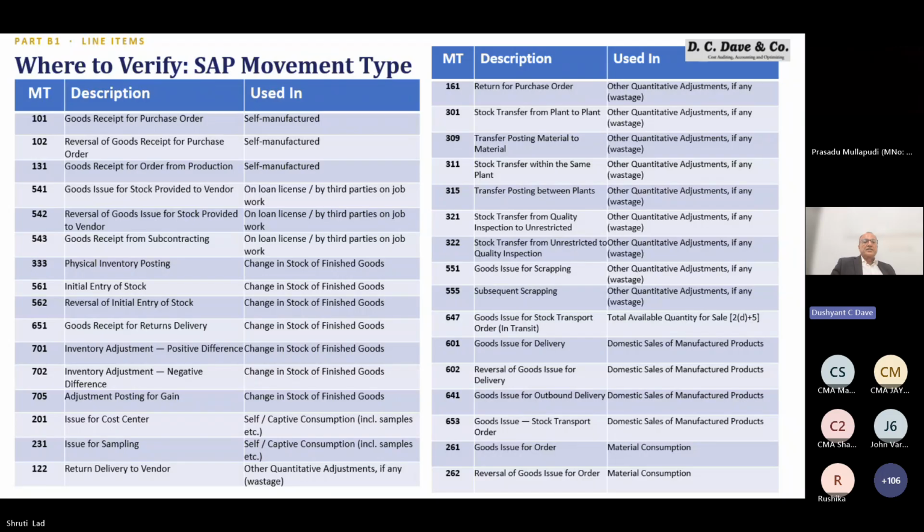Each movement type has a unique code. We have put this code as well. These codes provide an audit trail. So instead of relying on manually prepared summaries, request system-generated reports. Always reconcile SAP reports with the stores ledger, production register, trial balance, and financial statements.